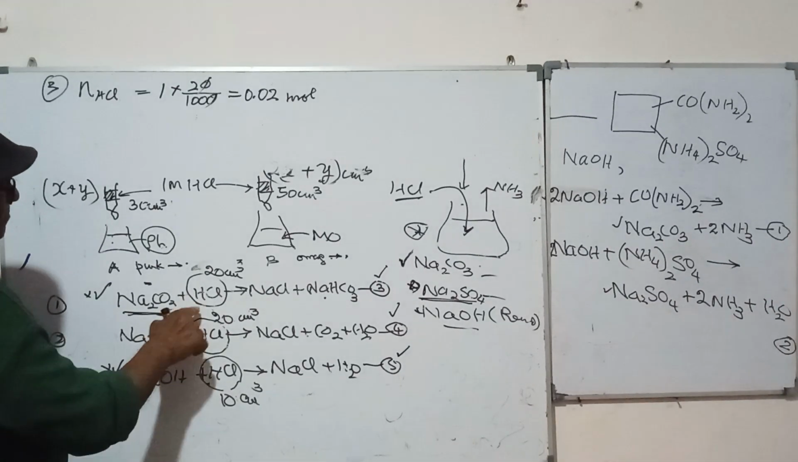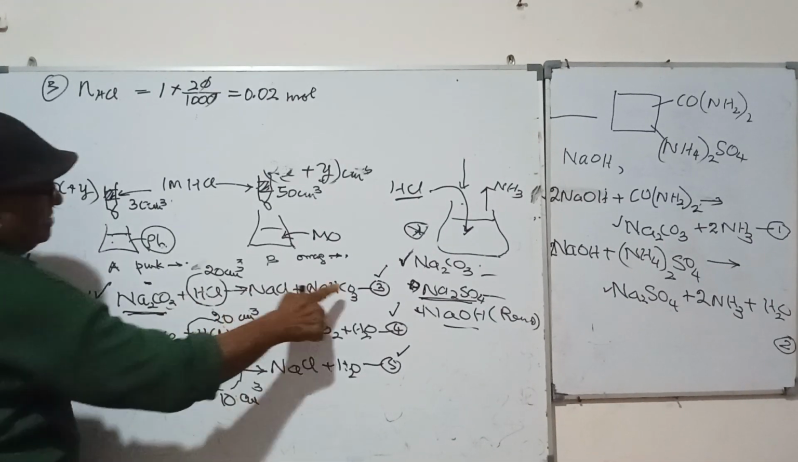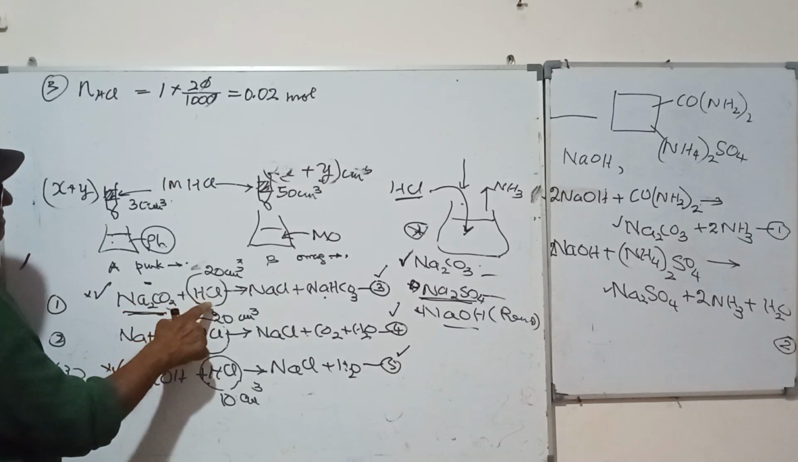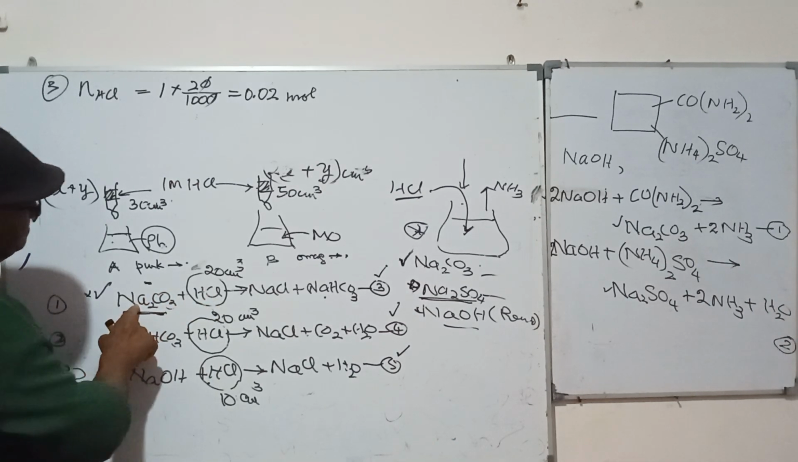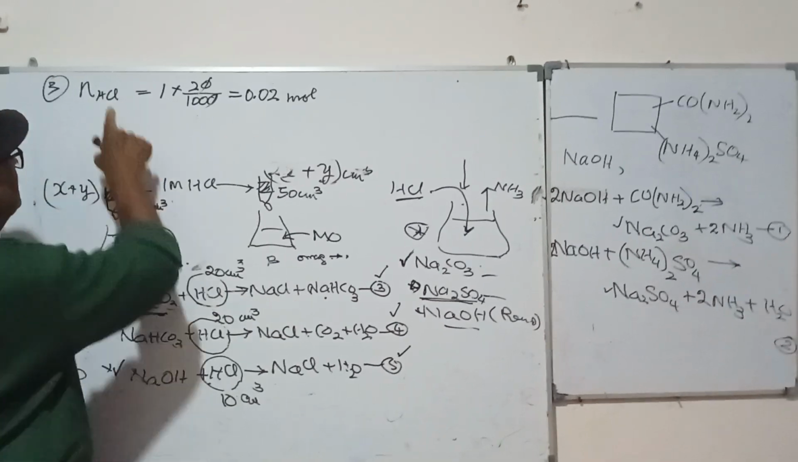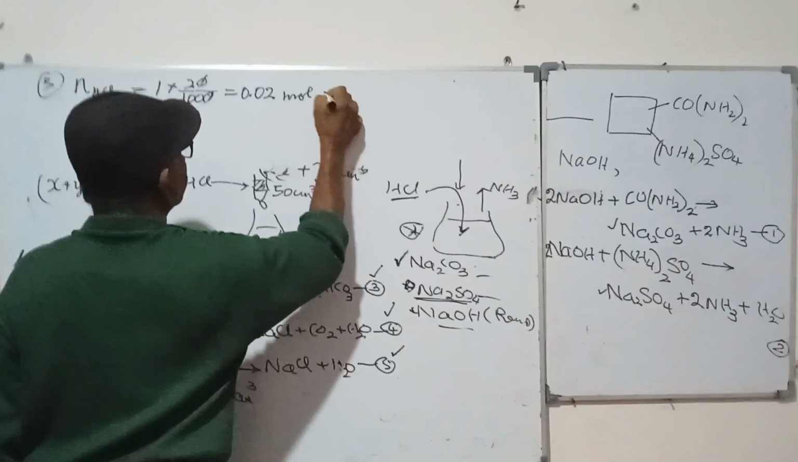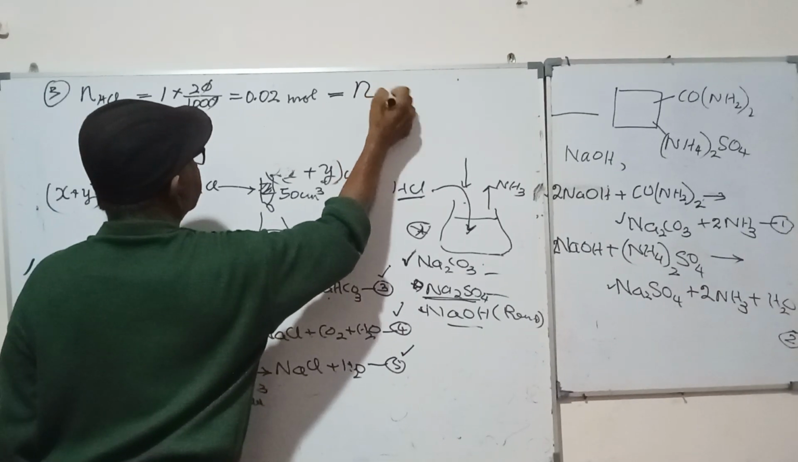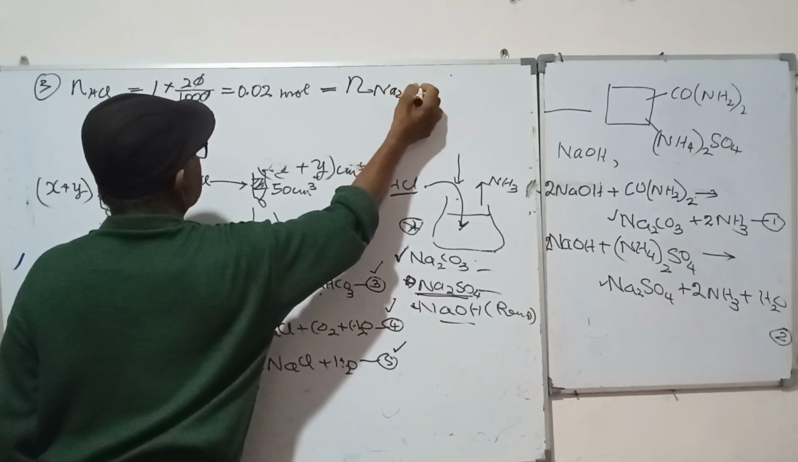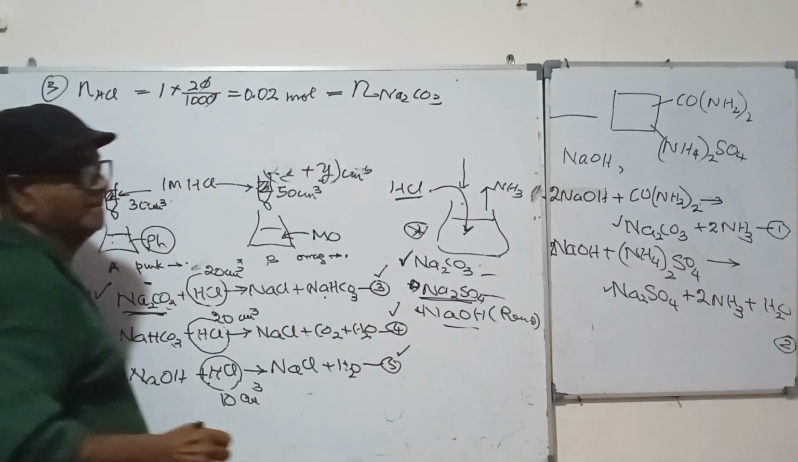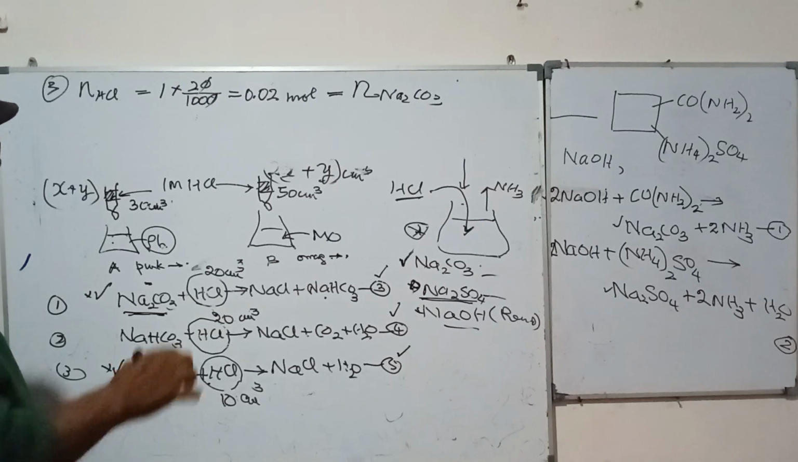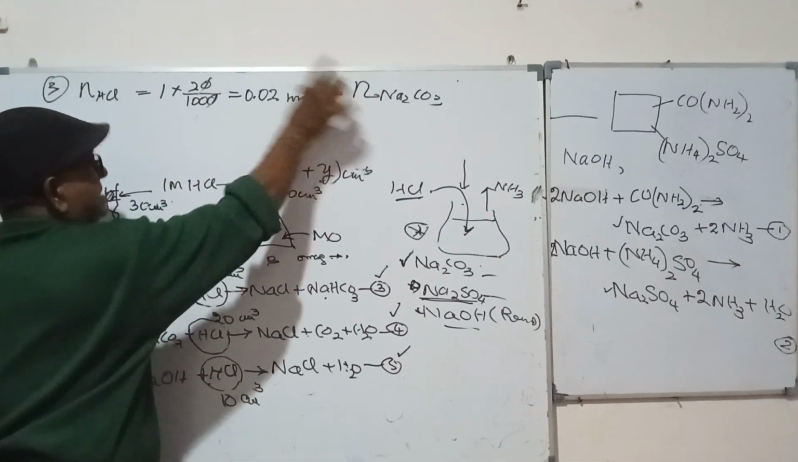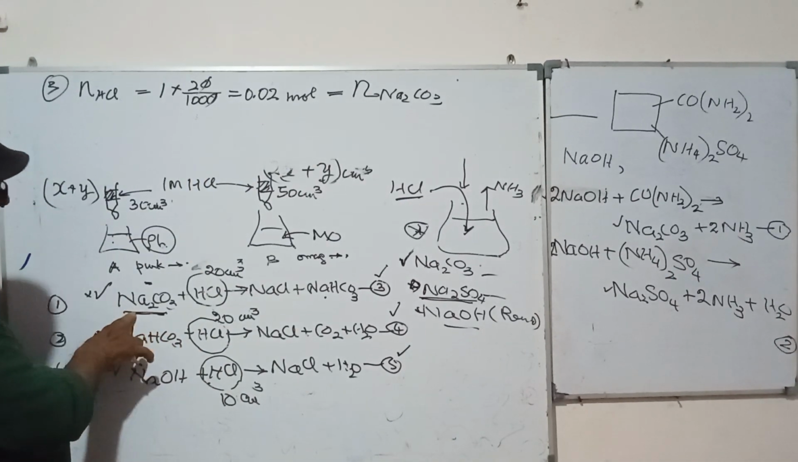Similarly, 0.02. According to this reaction, the ratio is 1:1. Therefore, the number of moles of sodium carbonate, Na2CO3, is also equal to the number of moles of HCl. Right? So, sodium carbonate, from where? We have to find out the sodium carbonate.